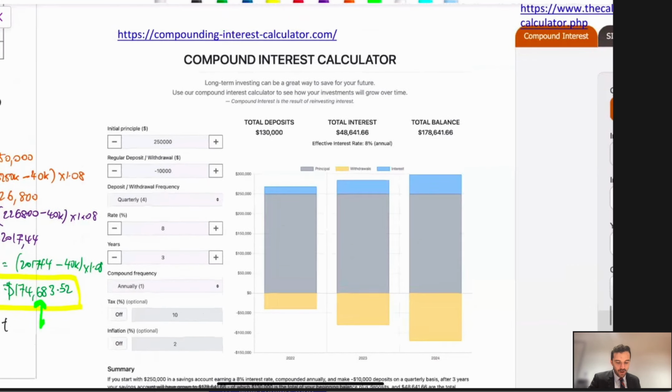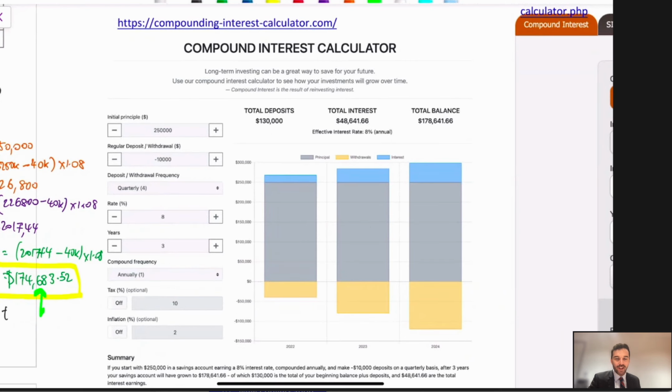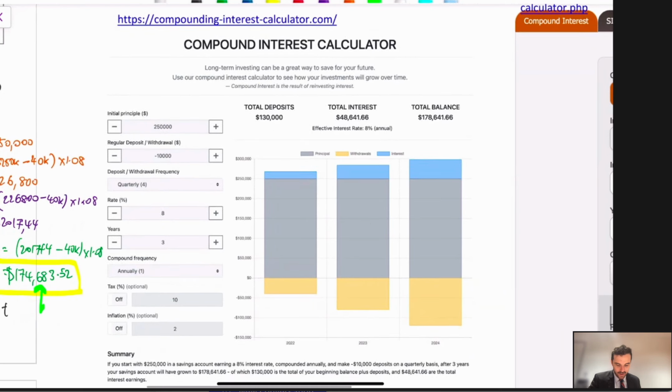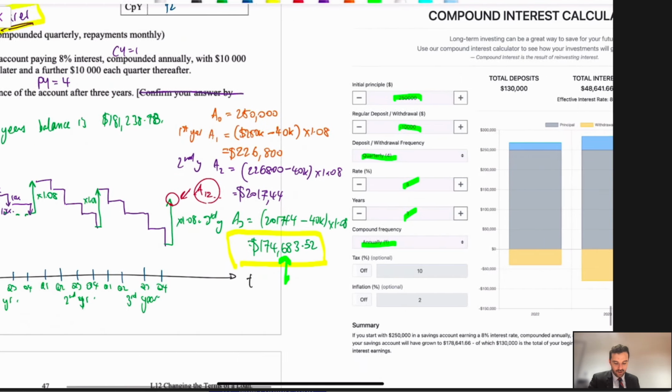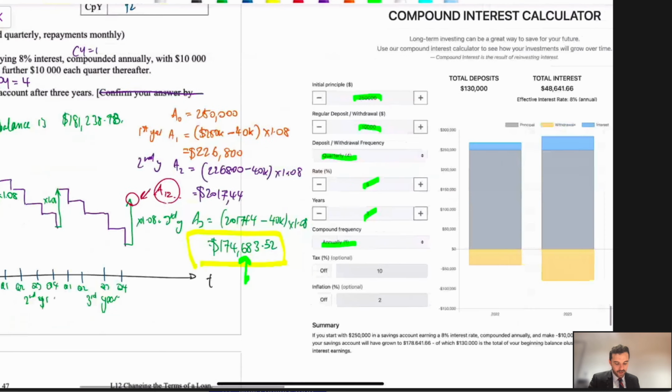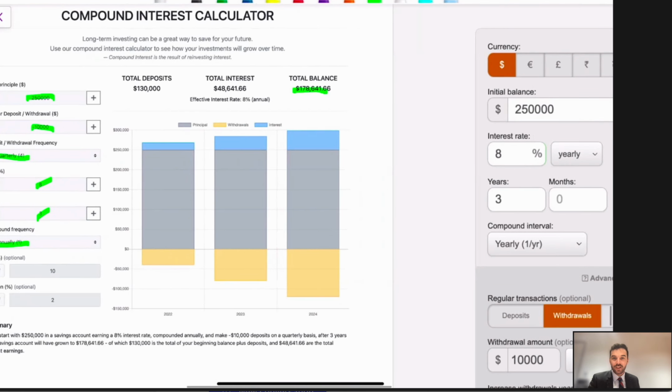On compoundinginterestcalculator.com, what a classic website. I think we've all visited that. 250K, we can see that there. Negative $10,000, you're taking out 10,000. Quarterly, 8% over 3 years. Compound frequency is annual. That's your final balance, 178. So we can see here, we've now got 181, 174, and 178, cool.